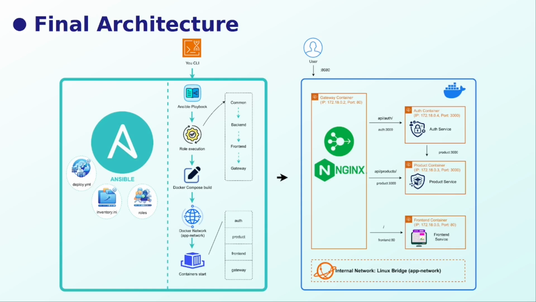Final architecture. Let's take a look at the big picture. When a user opens the browser and accesses port 8080, the request does not go directly to any service. Instead, it first goes through the Nginx gateway. From there, requests to / go to the front end. Requests to /api/auth go to the auth service. Requests to /api/product go to the product service. This is called path-based routing, and it is very common in real systems.